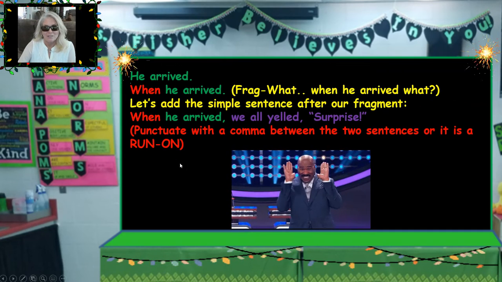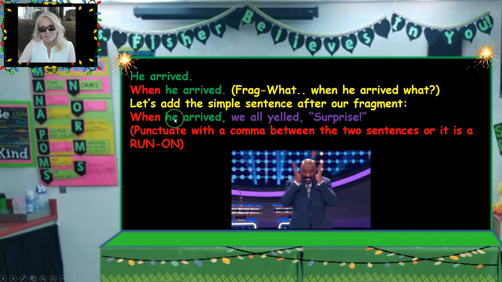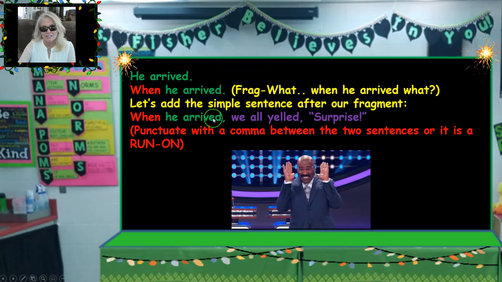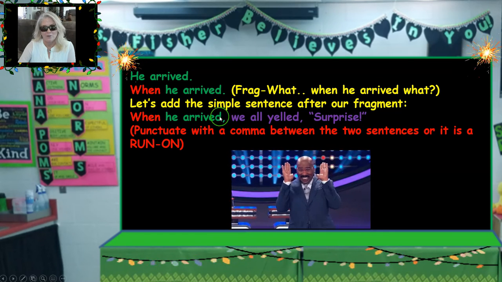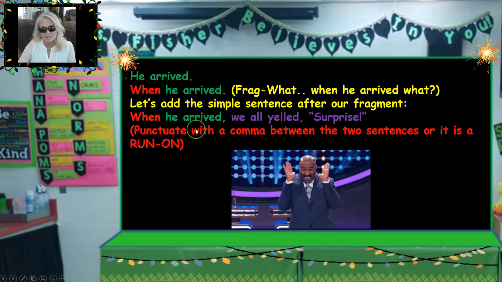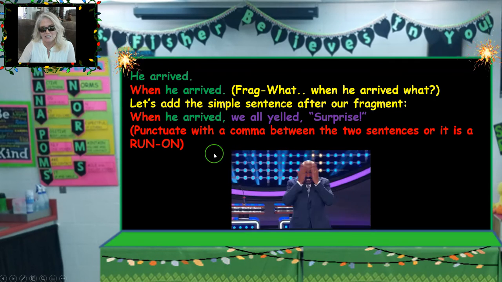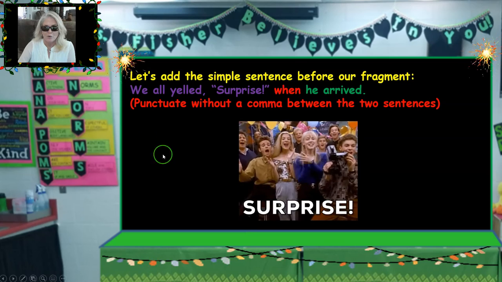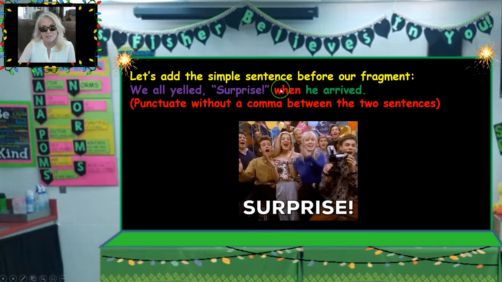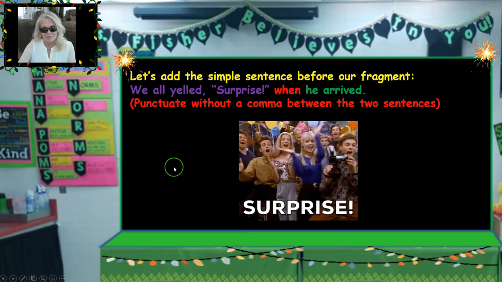When we arrived, now we got to know what happened next. So we could add the simple sentence, when we arrived, we all yelled surprise. And notice the when is at the beginning of the sentence, so we put a comma here so that it's not a run-on. We could also add it to the end of the sentence. We all yelled surprise when we arrived. And the when becomes the comma, so you didn't need a comma.